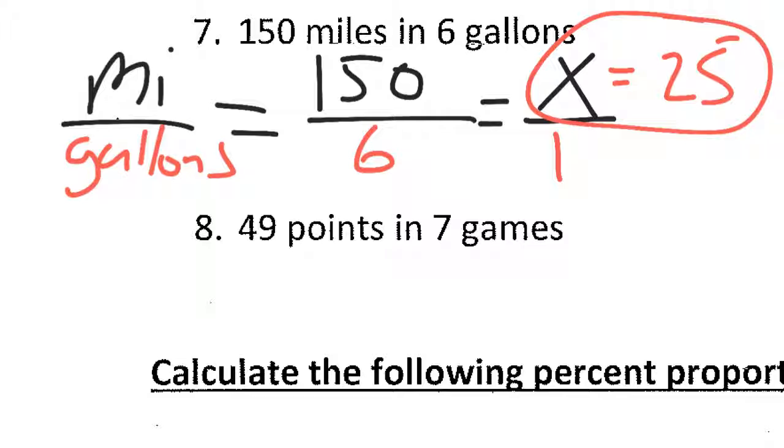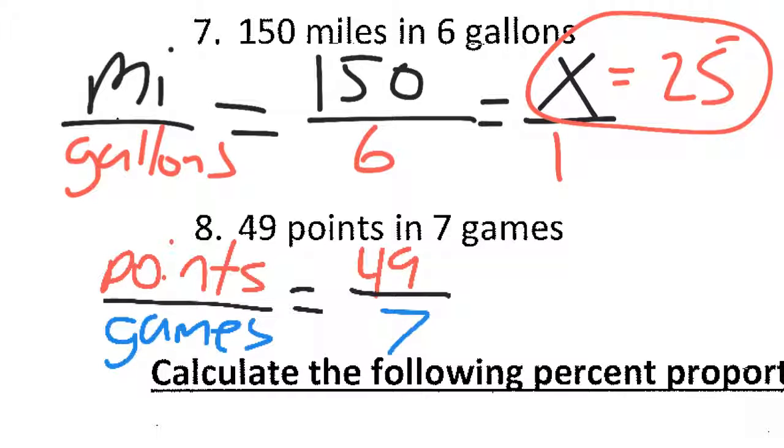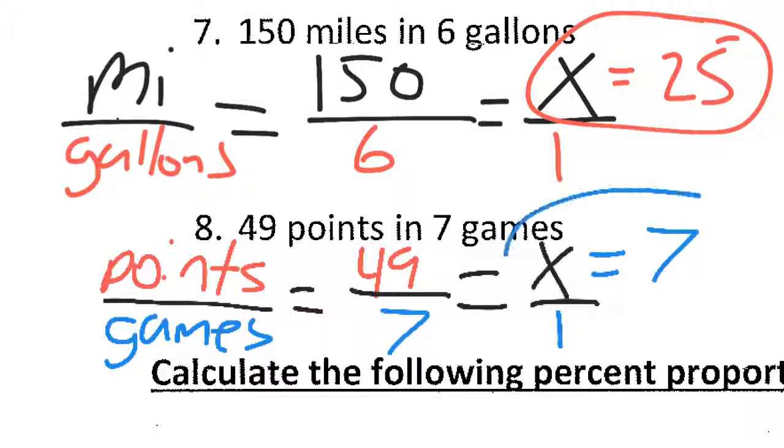So we're going to do 49 points in 7 games. So we're talking about points. And I'm going to do this over games. So what we know is that there are 49 points in 7 games. And what I want to know is how many points in 1 game. So it's really just 49 divided by 7, because 49 times 1 is still 49. So I do 49 divided by 7, and I get 7. So it means that this guy is scoring 7 points per game.